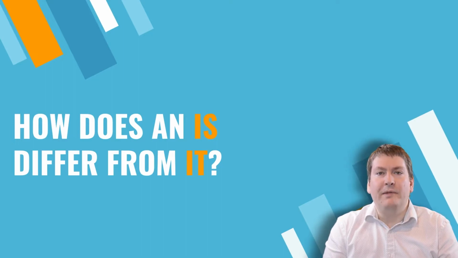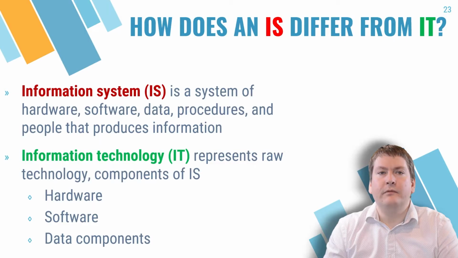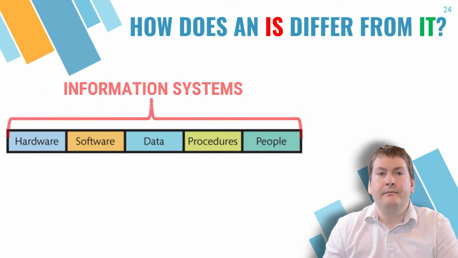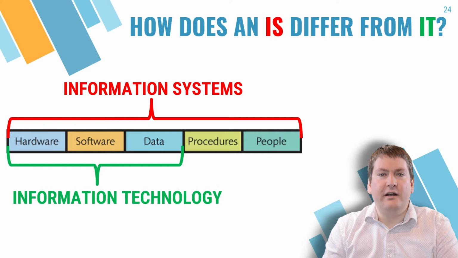While we've been talking about information systems and MIS, one question that may be occurring to you is, how is this all different from IT, or information technology? Information technology and information systems are two closely related terms, and unfortunately, they're often incorrectly used interchangeably. They are not. They are distinct concepts. Information technology is only the raw technological components of an information system, including all hardware, software, and data components. This means if an information system is comprised of hardware, software, data, procedures, and people, information technology only makes up the technological components of that information system.